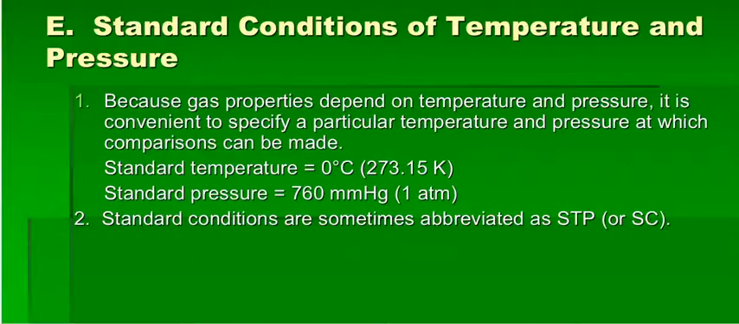Because gas properties depend on temperature and pressure, we need to specify a particular temperature and pressure where we can make comparisons between gases. So standard temperature is 0 degrees Celsius and standard pressure is 760 millimeters of mercury. Sometimes you will see these abbreviated as STP.